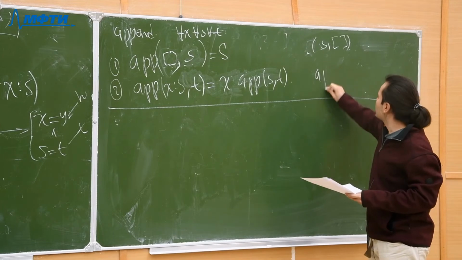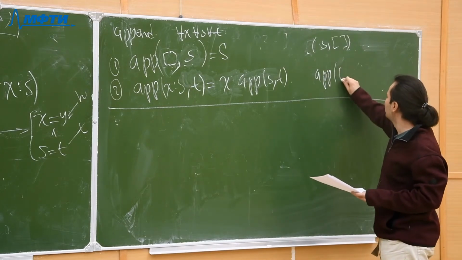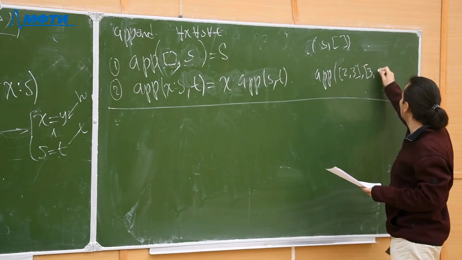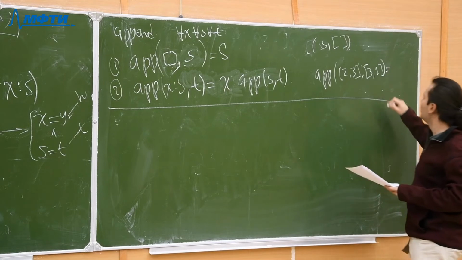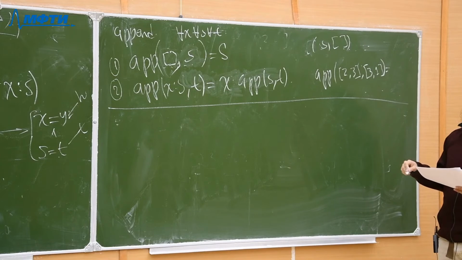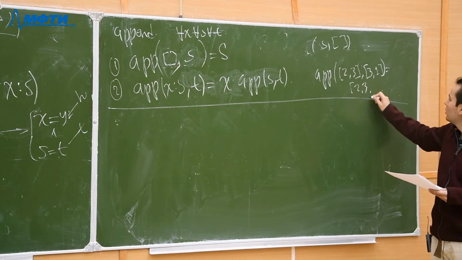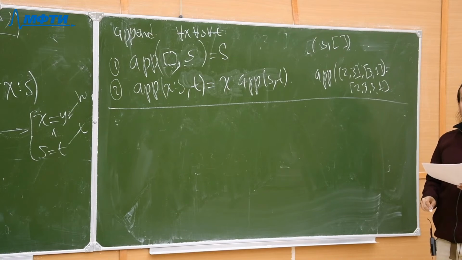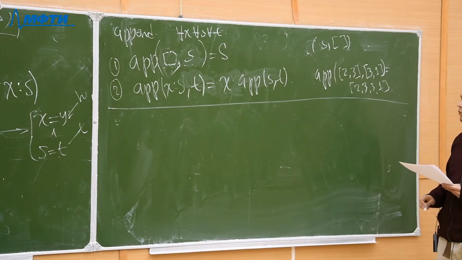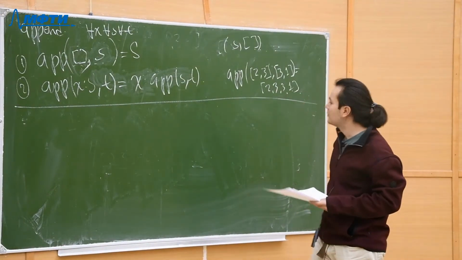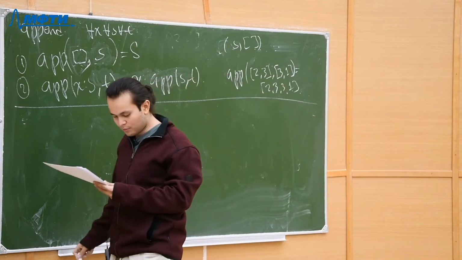So what is, for example, the append of 2, 3 and 3, 1? This should be just 2, 3, 3, 1. Do you see why? Yes, that's it.